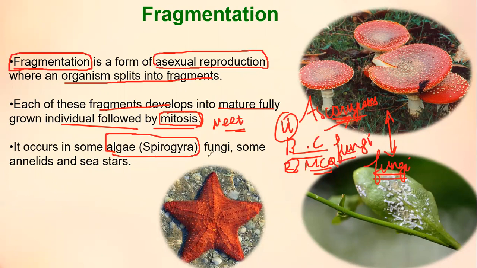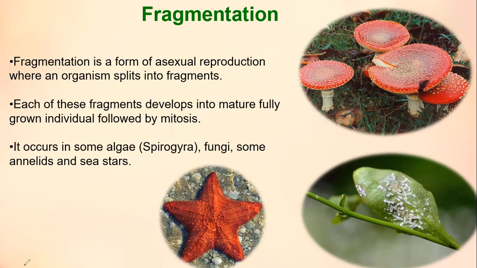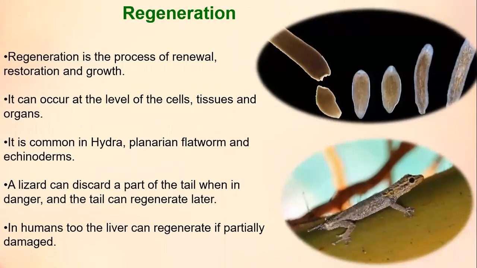Then it is shown by fungus, then some annelids, then some sea stars. This is the sea star. Fungi and everything is shown clearly in the diagram, clearly in the slide. Next one. Next is regeneration.